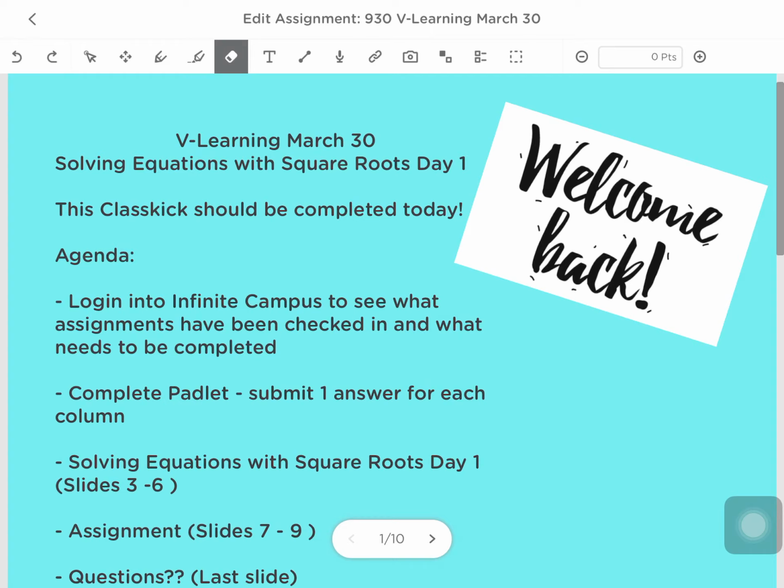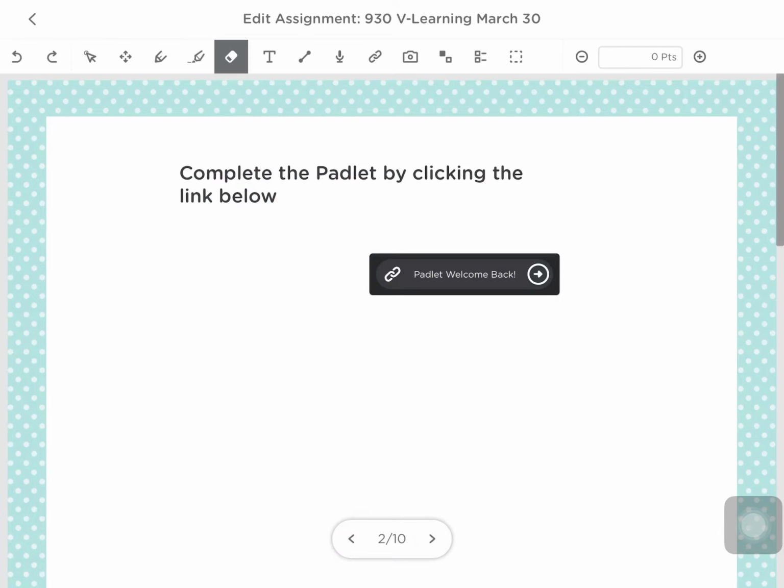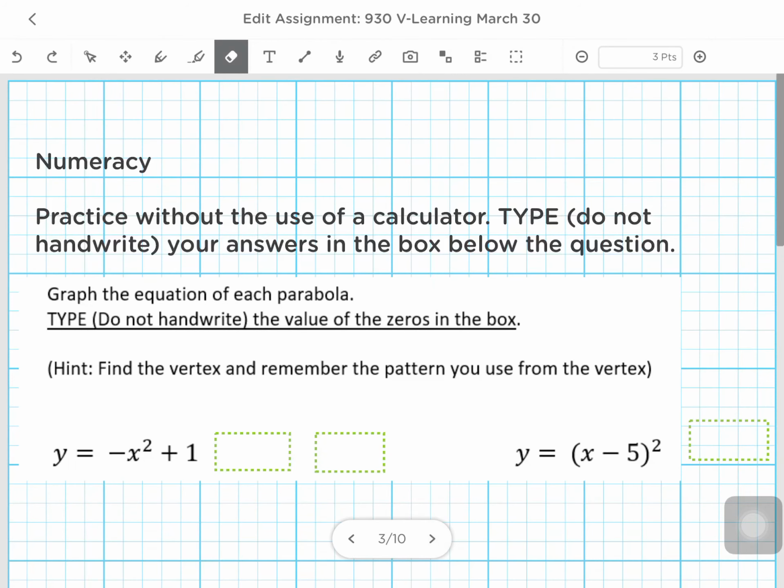Next thing I'd like you to do is complete the Padlet, where you're going to submit an answer for each column. That's going to be part of your assignment today. And then we're going to get into some square root equations. This slide will give you the link for the Padlet, so you can click on that and answer it. It doesn't have to be done right now, or if you want to pause and do it, go ahead.